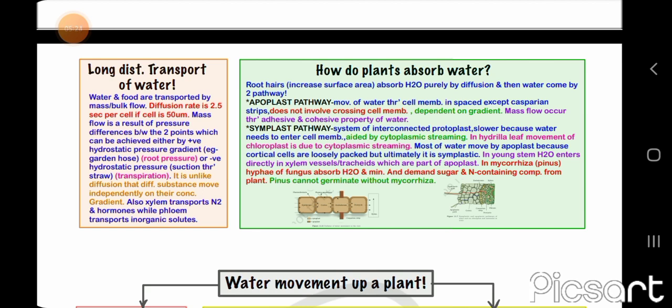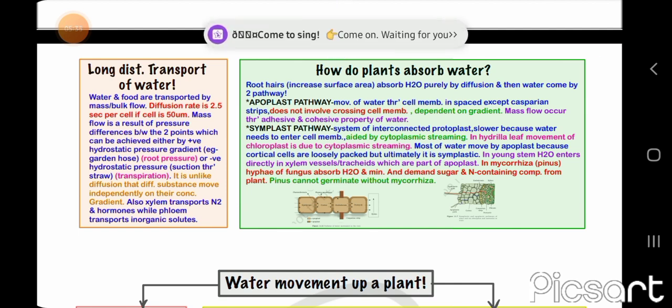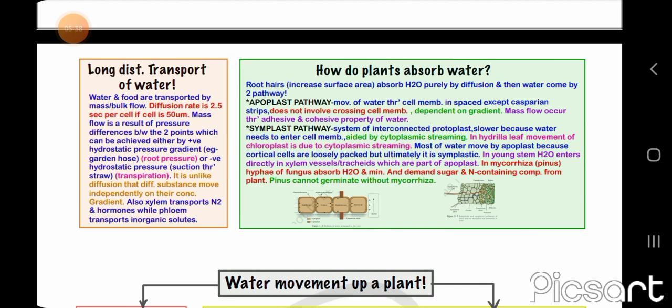Then the symplast pathway is a system of interconnected protoplasts. It is slower because water needs to enter through the cell membrane, aided by cytoplasmic streaming. In Hydrilla leaf, the movement of chloroplast is due to cytoplasmic streaming. Most of the water moves by the apoplast because cortical cells are loosely packed, but ultimately it is symplastic.